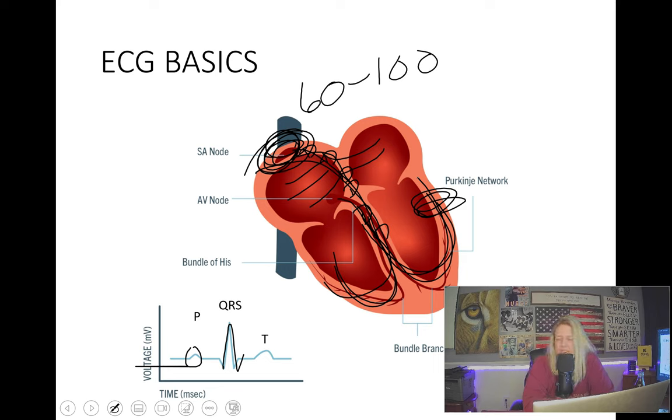So as you go along, you say, well, where's the P? And look at that. Every single P is upright, and I can see every single one of them. So I have an upright P wave. So do you know what I think? I think this is some kind of a sinus rhythm. That's what I think. Let's look at another one.